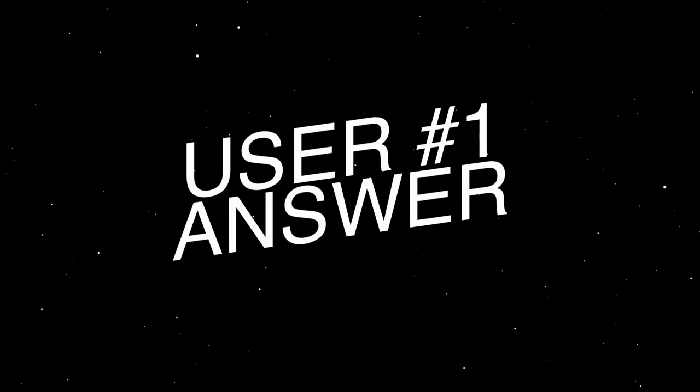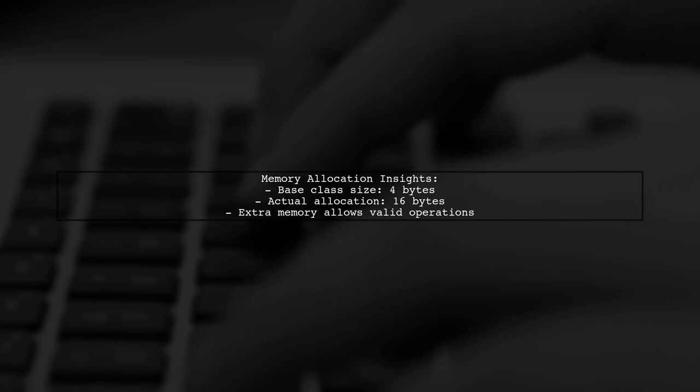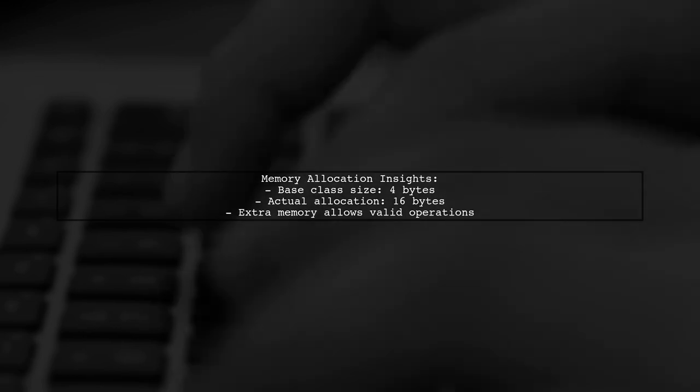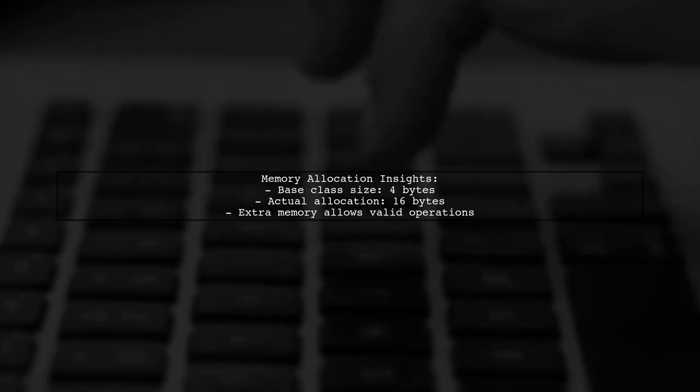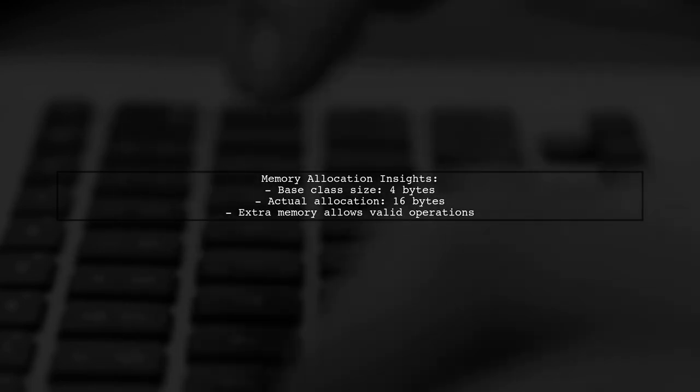Let's now look at a user-suggested answer. In C++, when you allocate memory for a base class, it might allocate more than just the size of that class. For example, if the base class is 4 bytes, the allocation could be 16 bytes. This extra memory can make certain operations valid, like assigning a value to a member variable.